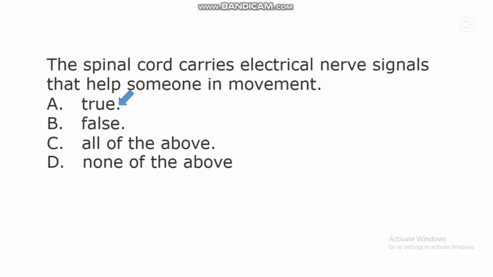So when someone's spinal cord is having a challenge, there can be a serious problem in the person's movement, because the spinal cord, as a part of the central nervous system, works with the peripheral nervous system to ensure good movement in someone. The spinal cord carries electrical nerve signals that play a great role in movements in someone or in an individual.